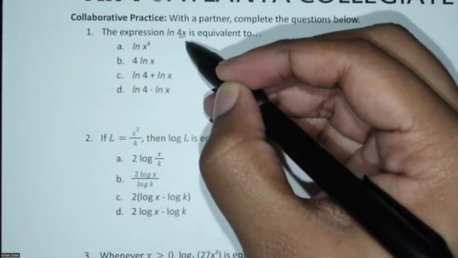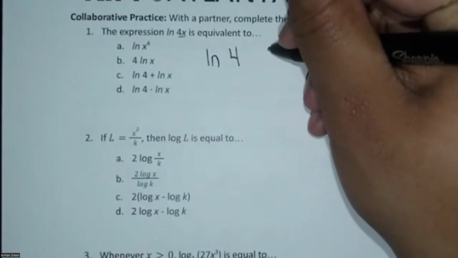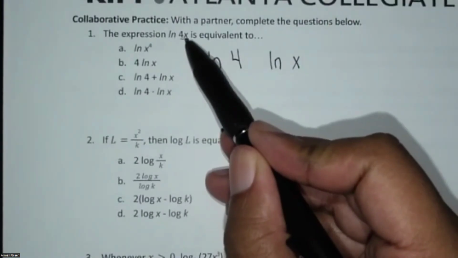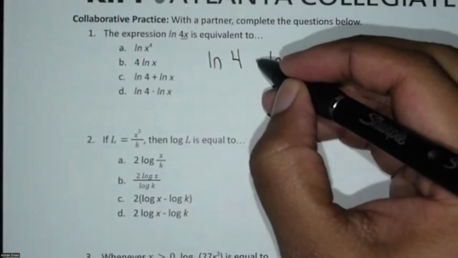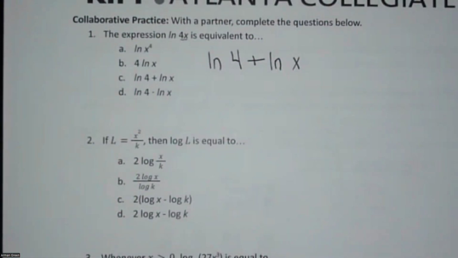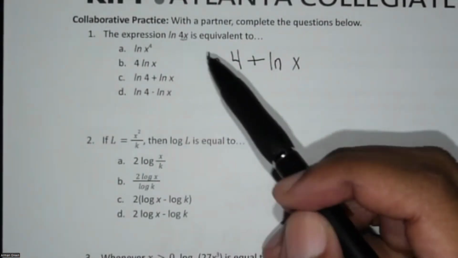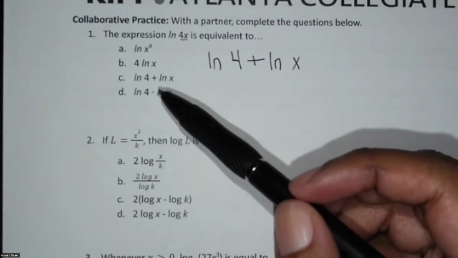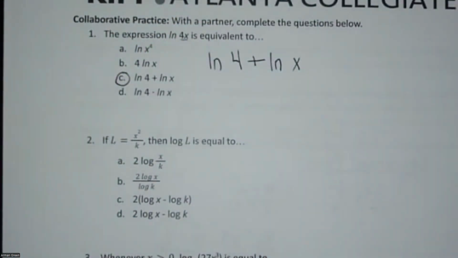Remember, with that product property, we can split it up into two parts. We have the natural log of 4 and the natural log of x. Since we're multiplying these two things, in the middle we are adding them. So we can break this up as the natural log of 4 plus the natural log of x. If we look at our answer choices, this matches answer choice C. So that is going to be our answer for number 1.